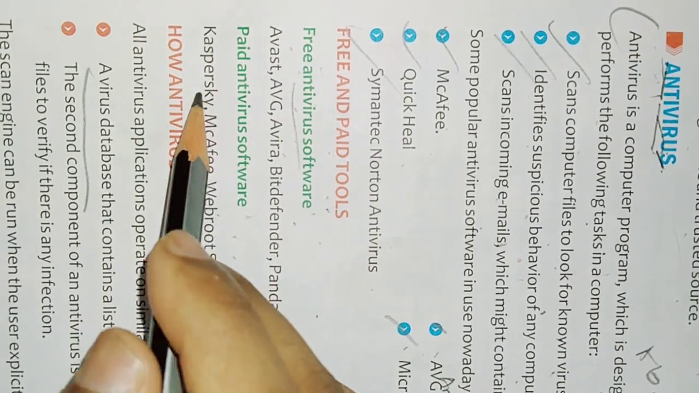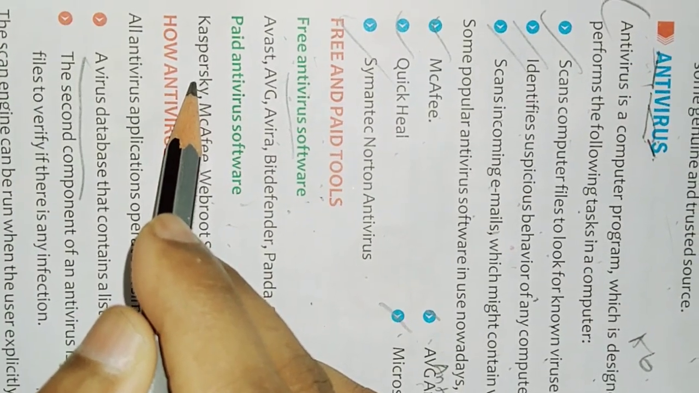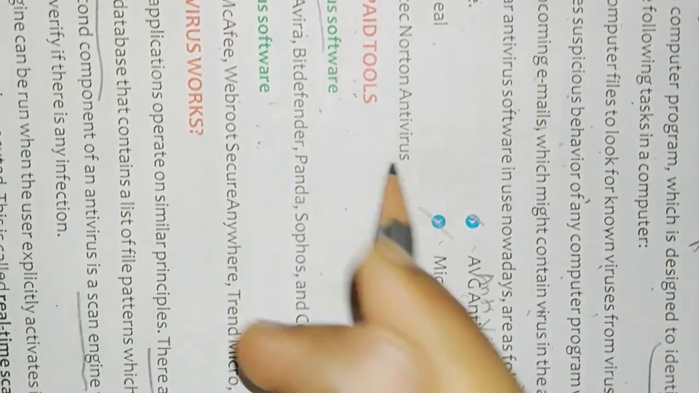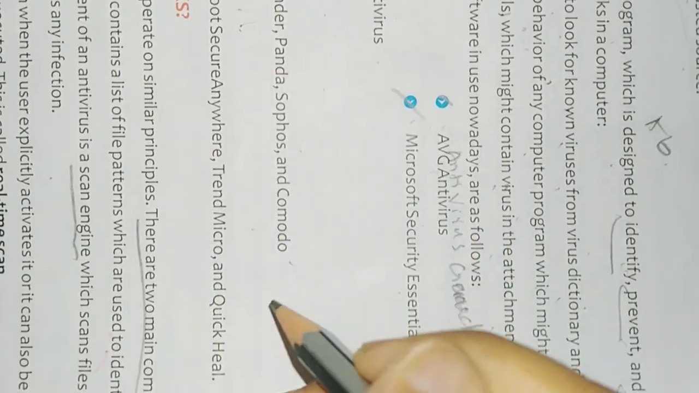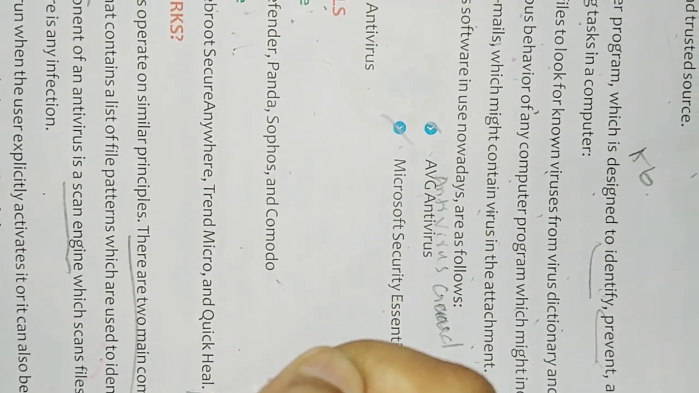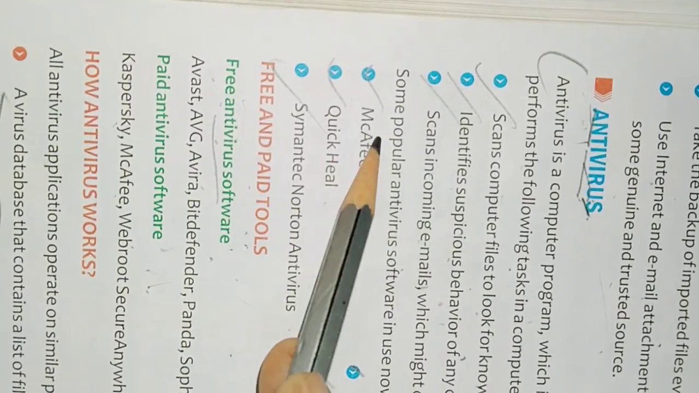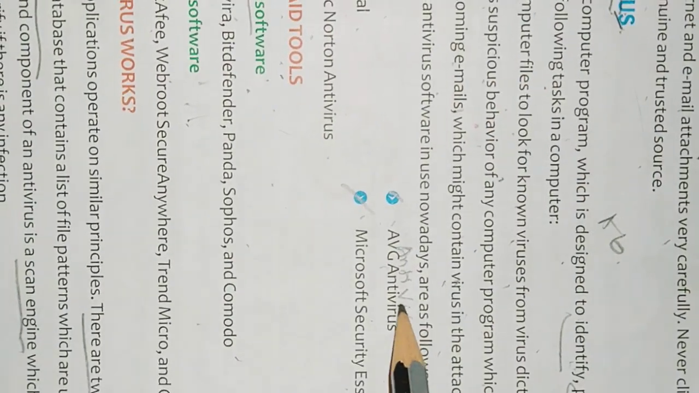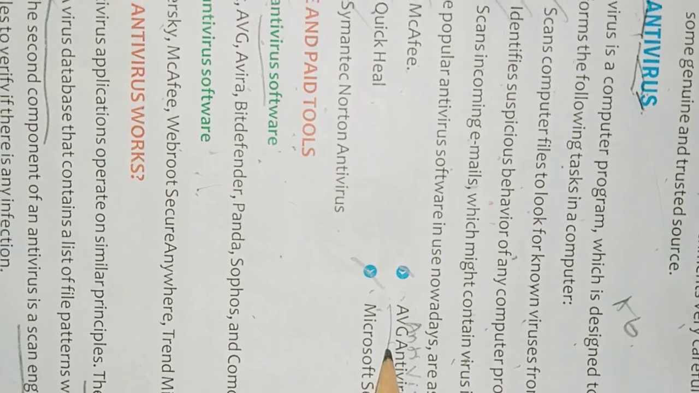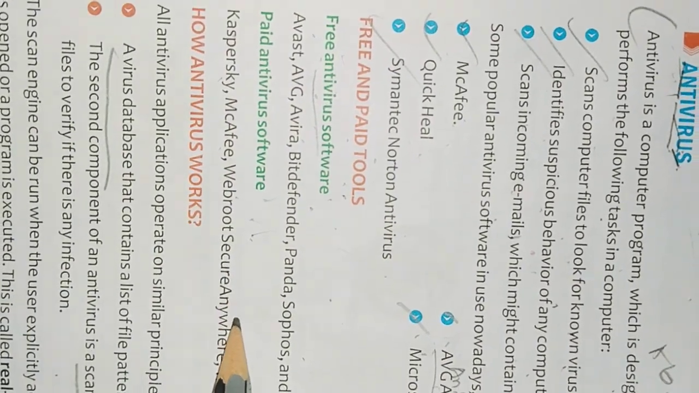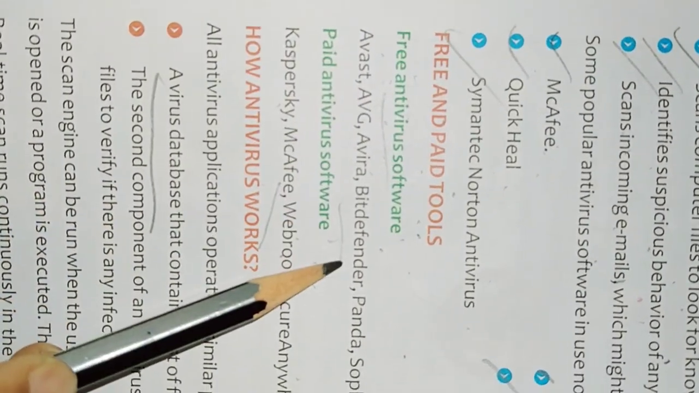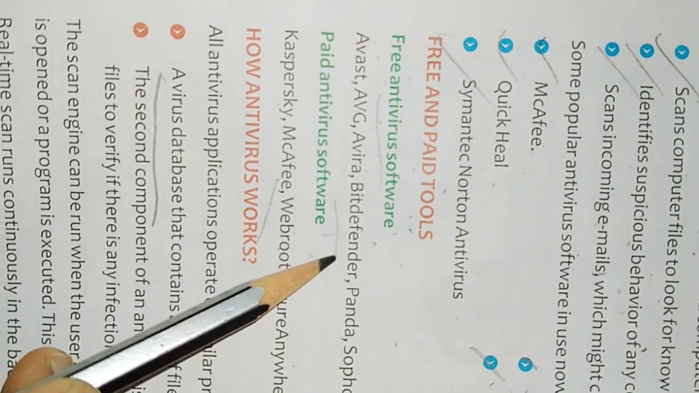Paid antivirus software includes Kaspersky. You have to pay an amount to get Kaspersky on a system. McAfee is also paid. WebRoot Secure Anywhere is also paid. Trend Micro and QuickHeal are paid software. Actually, the popular antiviruses are McAfee, QuickHeal, Symantec Norton, AVG, Microsoft. Only AVG is free, the rest are paid. You have to pay an amount to get this software, whereas the free ones you can download from the net without paying any amount.